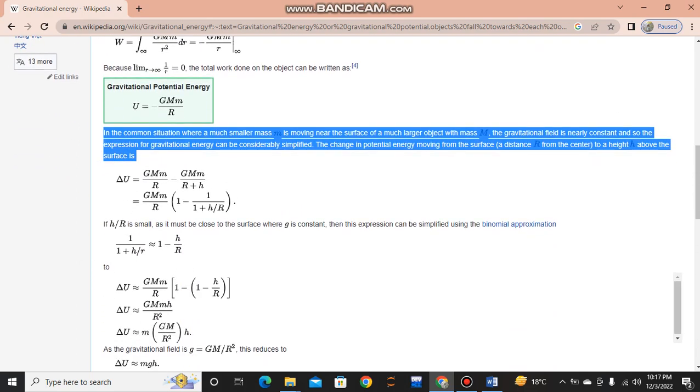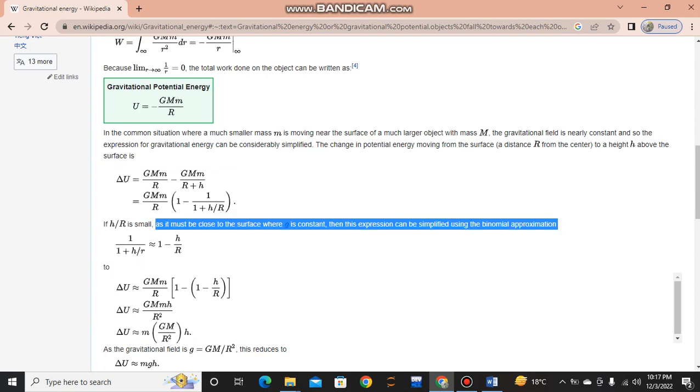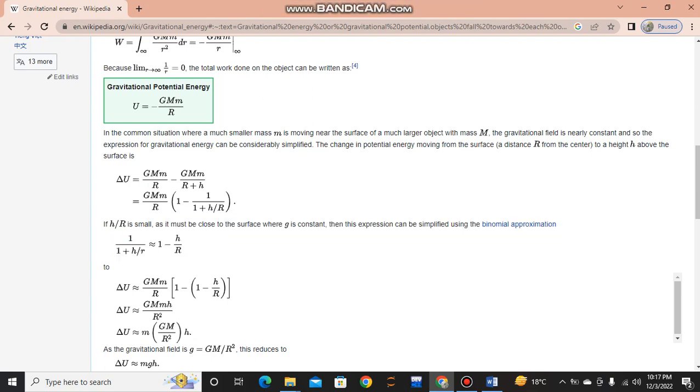If h over r is small, as it must be close to the surface where g is constant, then this expression can be simplified using a binomial approximation. 1 over 1 plus h over r is approximately 1 minus h over r. Delta U is approximately G M m over r into 1 minus 1 minus h over r. Delta U is approximately G M m h over r square. Delta U is approximately m times G M over r square times h.